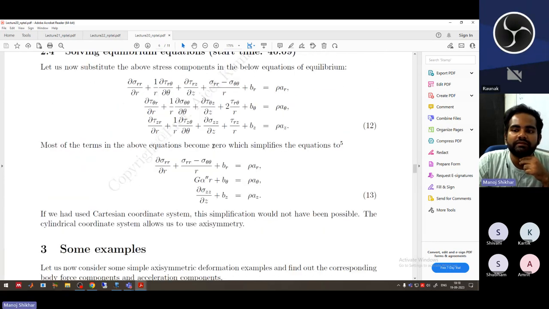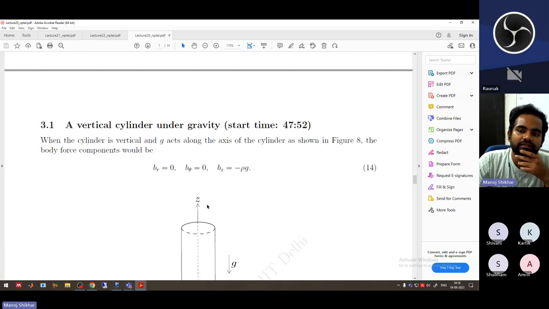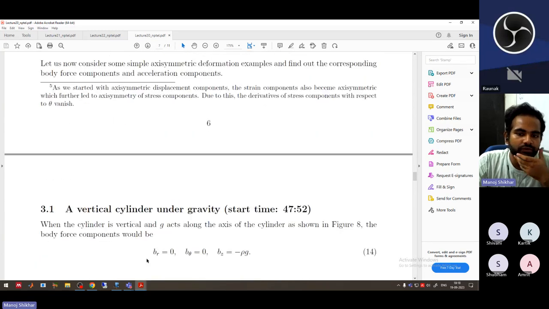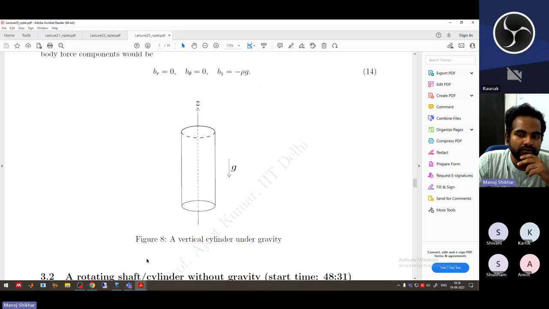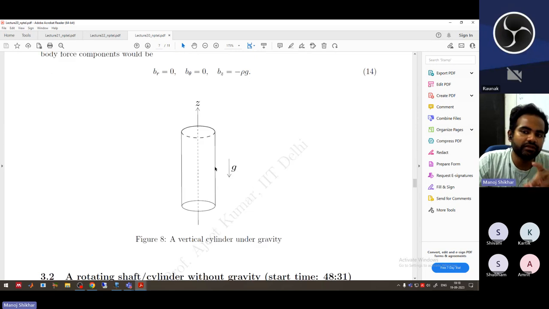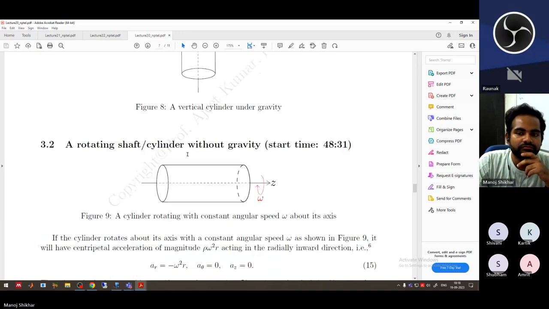Then we took some examples of what the values of BR or B theta or BZ will be, and how we decide that. One example was that we have a rod or a cylinder kept vertically. If we assume that the vertical direction is the Z direction, then BZ will be minus rho g, and B theta and BR will be 0.